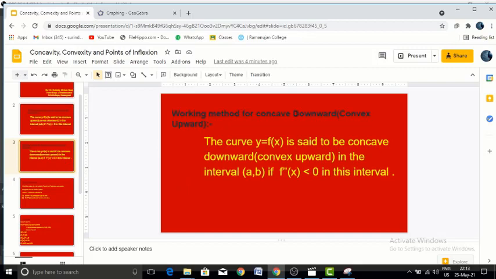Working method for concave downward, that is convex upward. The curve y equal to f(x) is said to be concave downward or convex upward in the interval (a, b) if the double derivative of f, that is f''(x), is strictly less than 0 in this interval. So for concave downward, we will find the double derivative of f(x), and then we find the interval in which this double derivative is negative. In that particular interval, the curve will be concave downward.